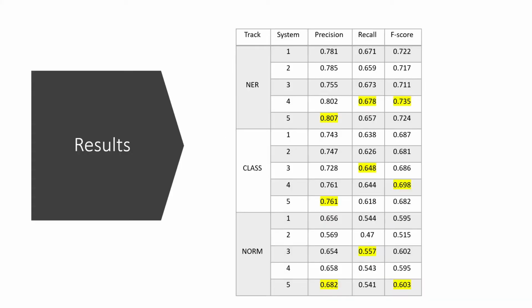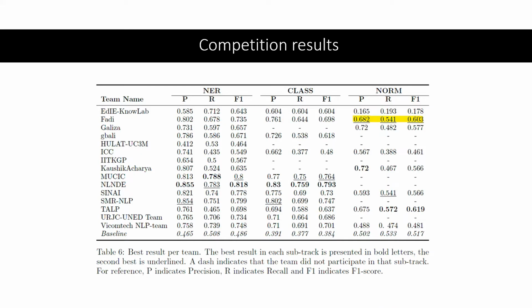Finally, these are the results. We submitted 5 runs to the competition. This is the result for the 5 runs, and this is the competition's final results. You can see that our model achieved 6th place in the first and second subtasks. For the last task, the norm task, we achieved 2nd place.